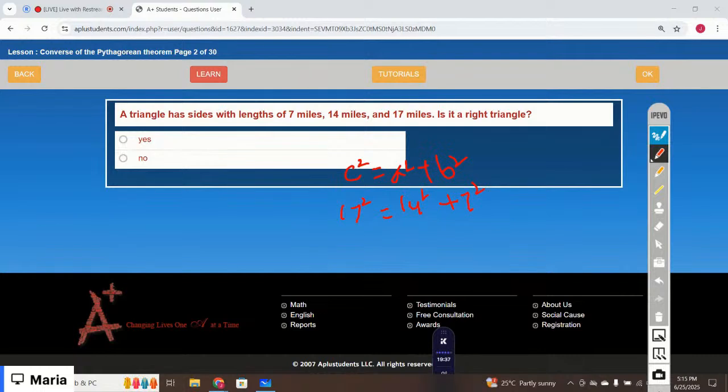17 times 17 is 289. 14 square is 196, plus 49. So I can note they are not equal. No, they are not equal, so no, that is not a right triangle.